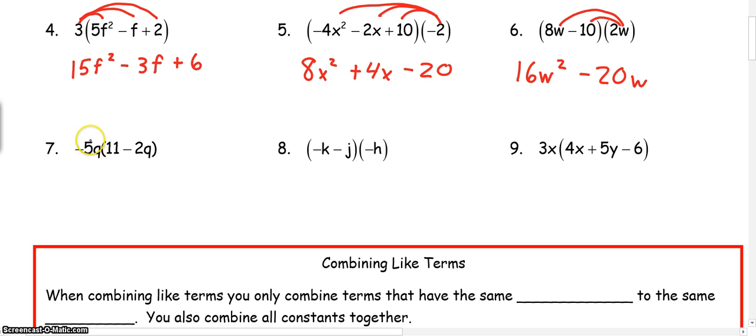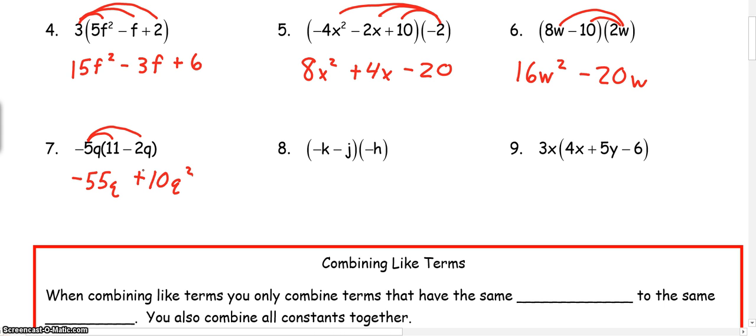Number 7, negative 5q times parentheses 11 minus 2q. So we're going to distribute the negative 5q. Negative 5q times 11 is negative 55q. Negative 5q times negative 2q gets us plus 10q squared. The q squared is because there's a q in both terms.